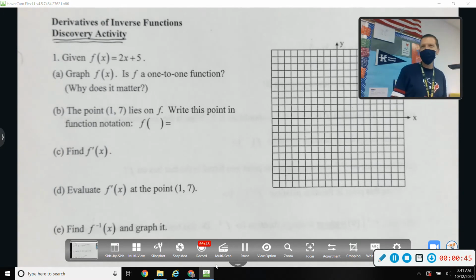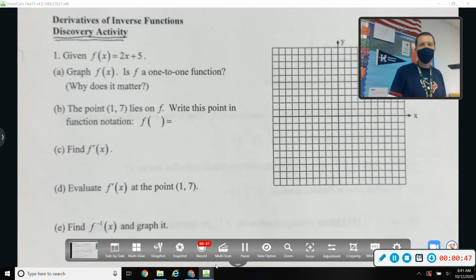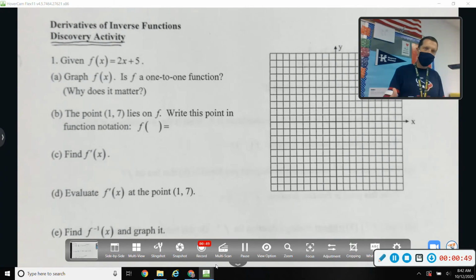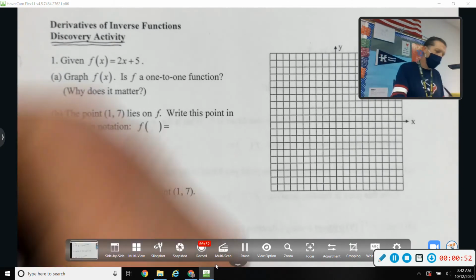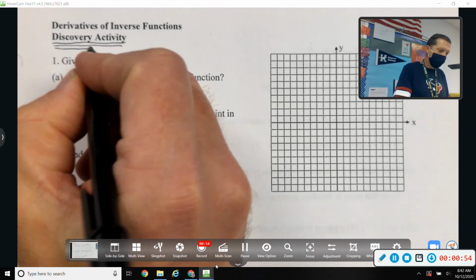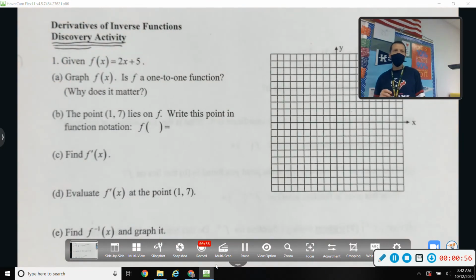It doesn't work real well with crazy derivatives. So it tries to walk us through it. It's a good worksheet, but to call it a discovery activity is maybe a little bit ambitious. So we'll do it together and maybe discover together what's going on here.